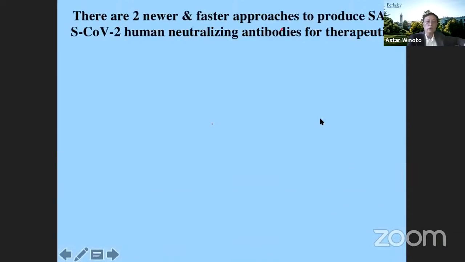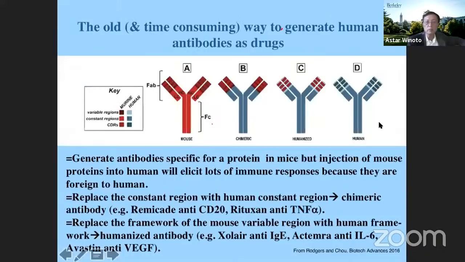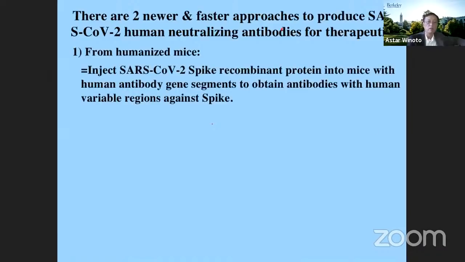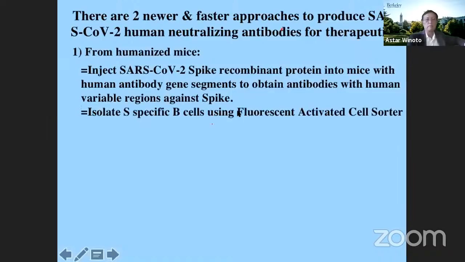And so there are two newer and faster ways to produce completely human antibody. Okay, so you want antibody that's completely human. The first way is from so-called humanized mice, and I will explain what humanized mice are. For example, you can inject the SARS-CoV-2 spike recombinant protein into mice with the human antibody gene segments, so-called humanized mice, to obtain antibody with human variable region against spike.